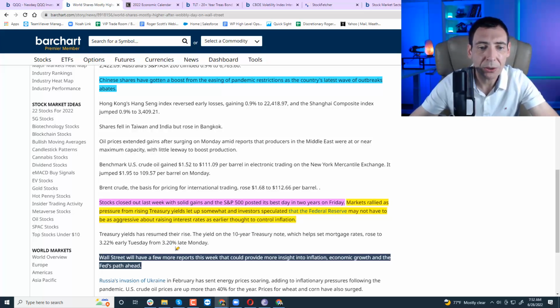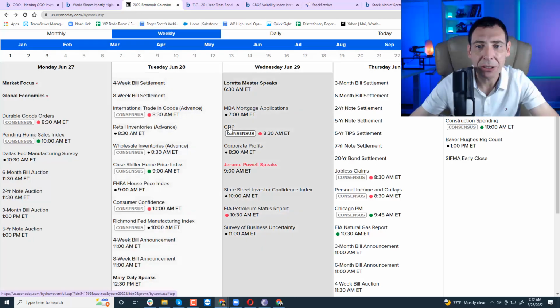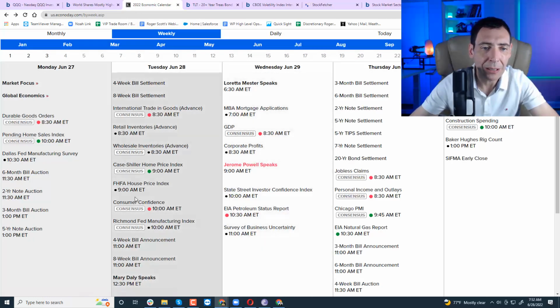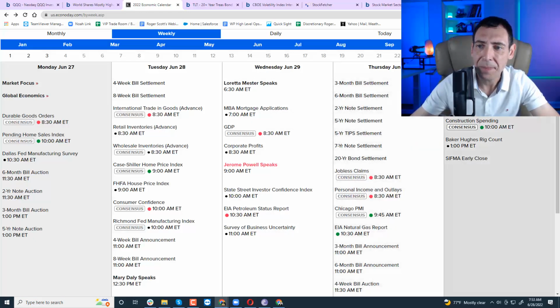So again, Wall Street has a few more reports this week that could provide more insight into inflation, economic growth, and the Fed's path. As I mentioned, we've got the GDP, we've got consumer confidence, international trade in goods and services. That's going to lead the pack today. And then we've got personal income and jobless claims. Honestly, unless there's something really squirrely with these, and I'm not expecting it to be, don't focus on it. These have been really good. They've been on par. Then we've got the ISM manufacturing index on Friday. But honestly, the big report this week is GDP.